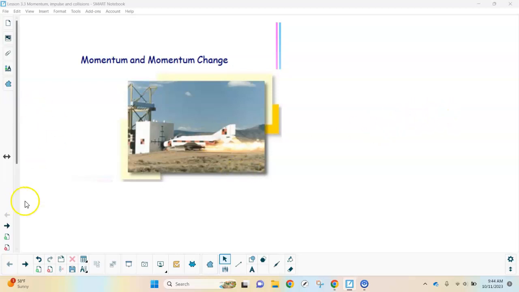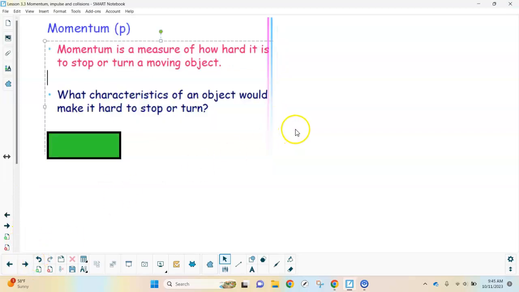So the first idea we're going to talk about is momentum, and momentum is just a measure of how hard it is to stop or turn a moving object. So it's like that idea of inertia and motion. Newton's first law talked about an object that is moving wanting to continue to move in a straight line at a constant velocity. That second part is the momentum part.